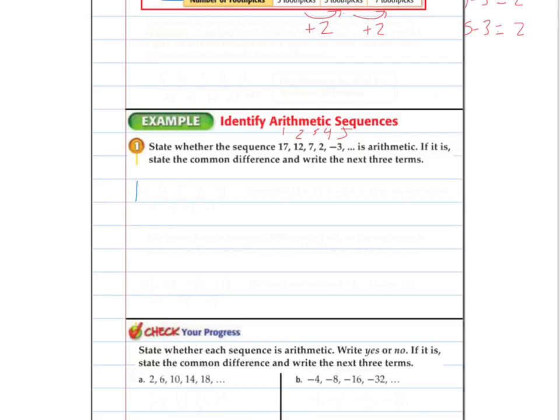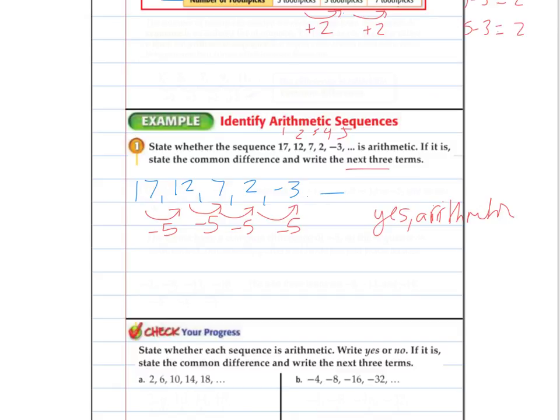So what I do is I list the numbers 17, 12, 7, 2, -3, and so on. What I notice is that 12 minus 17 is -5, so we take away 5 to get there. 7 minus 12 is -5. 2 minus 7 is -5. And -3 minus 2 is -5. And so on. So this is an arithmetic sequence. So yes, arithmetic sequence, put the R in the wrong spot.